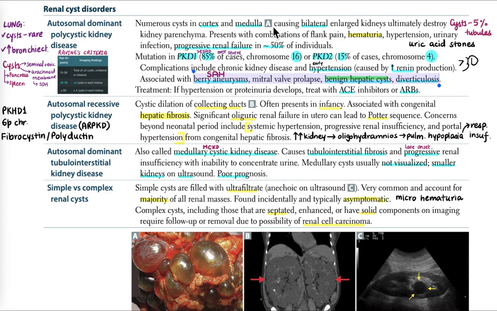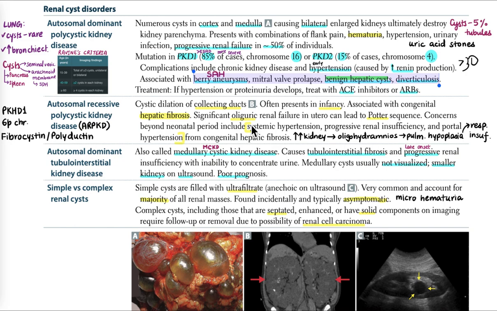Numerous cysts in the cortex and medulla cause bilateral enlargement of the kidneys. Both cause that, ultimately destroying renal parenchyma. It presents with flank pain, hematuria, hypertension, urinary infection, and progressive renal failure in approximately 50% of individuals. So these are the presenting features.